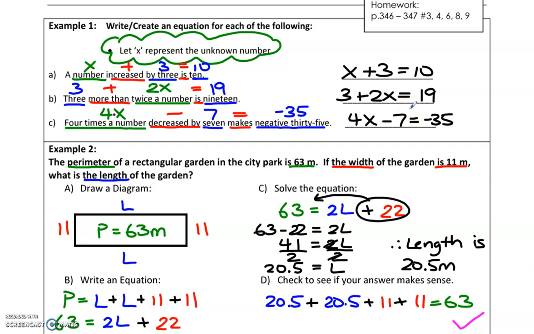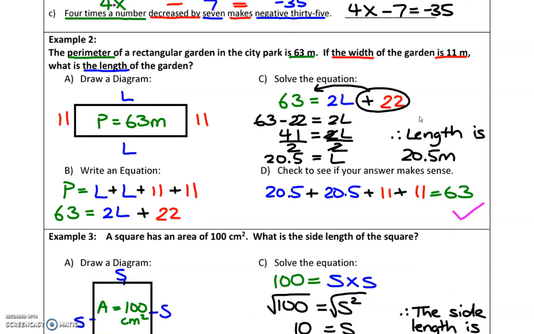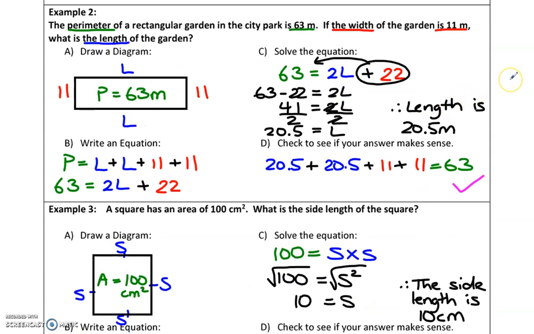All right, so now that we've practiced that a little bit, I'm going to go through 2 more examples, but these are the ones where we're going to start drawing pictures. So this is what an actual question might look like, say on an assessment, like a quiz or a test, or in your homework. Example number 2: the perimeter of a rectangular garden in the city park is 63 meters.